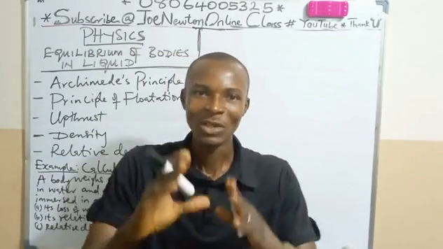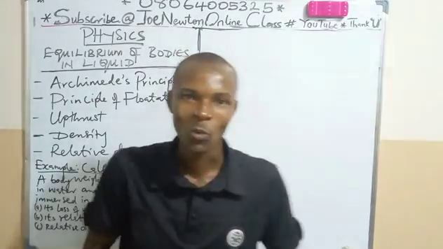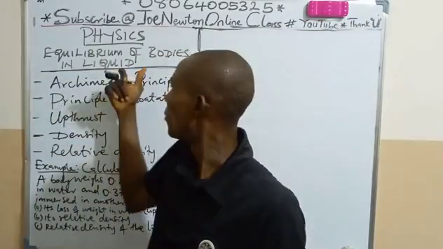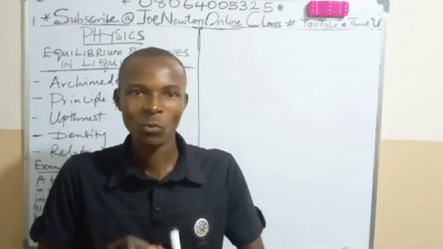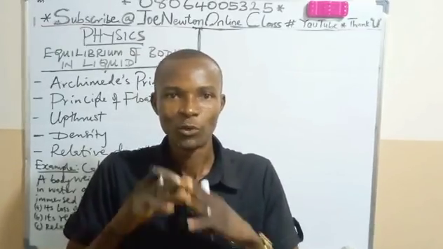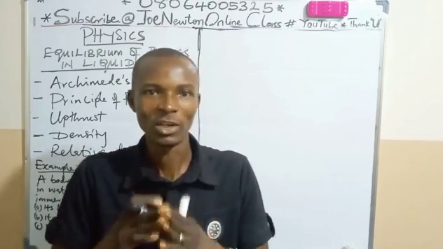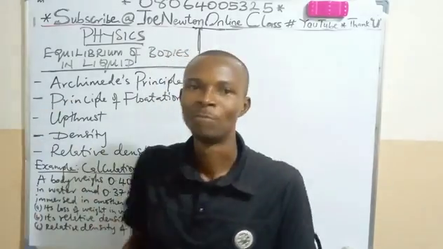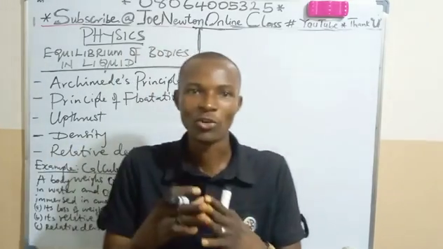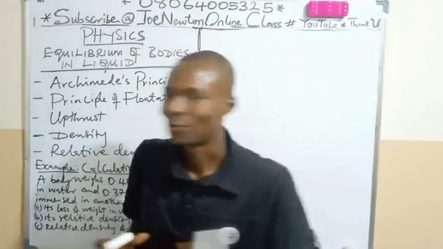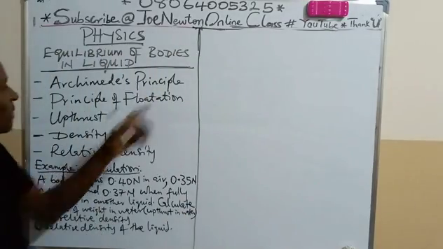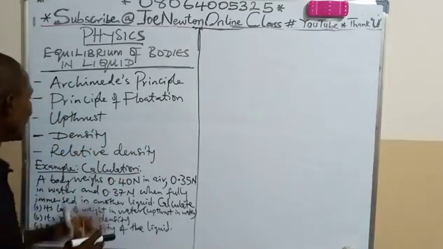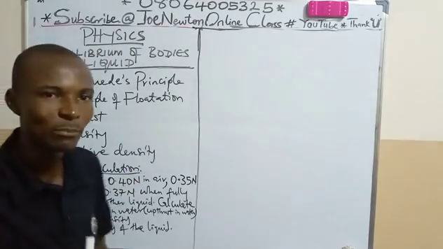In this video, I want us to discuss this concept on the board, which is a continuation of the topic we treated last class. That is equilibrium of bodies in liquid. Last time we treated equilibrium of bodies in solid, that is solid bodies. Now we want to continue with equilibrium of bodies in liquid. These are the concepts we are going to discuss under this subtopic as follows. We have Archimedes principle, the principle of floatation, upthrust, and density. Then relative density. Then we now take examples.